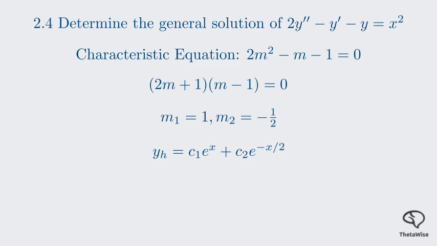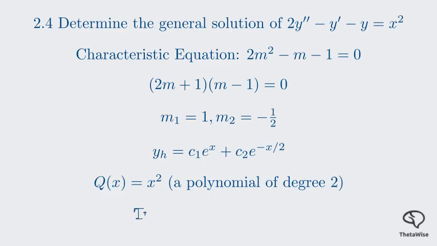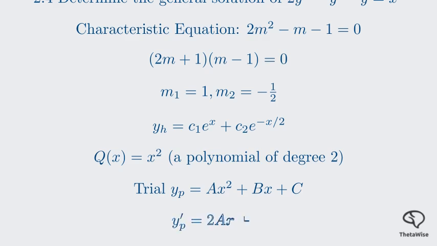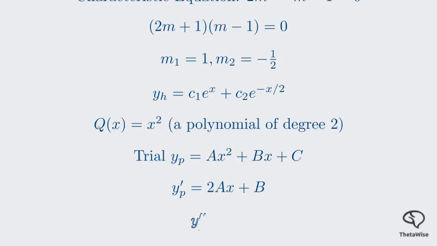Now let's find the particular solution yp. The right side is x squared, a polynomial of degree 2. Our trial solution yp must be a general polynomial of degree 2, ax squared plus bx plus c. It does not conflict with yh, so this trial solution is correct. Now we differentiate yp and substitute back. The derivatives are yp prime equals 2ax plus b and yp double prime equals 2a.